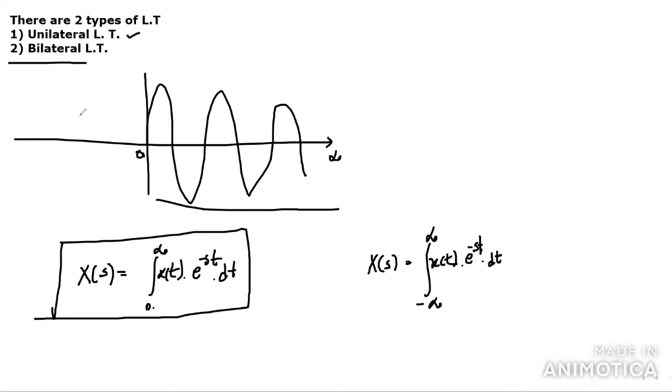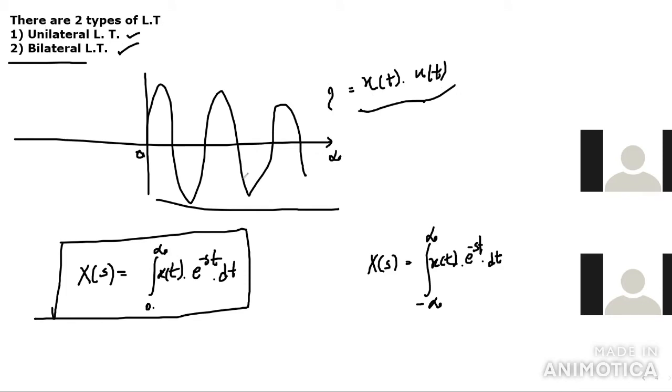My question is, I have a signal x of t. If my x of t signal is multiplied with u of t, the unit step signal, which type of Laplace transform will this become? After this I'm going to get some sort of signal. Now that signal can be applied as a unilateral Laplace transform or a bilateral Laplace transform. If it is unilateral, please raise your hands. If it is bilateral, please don't raise your hands. Right. Very good. Please put your hands down.